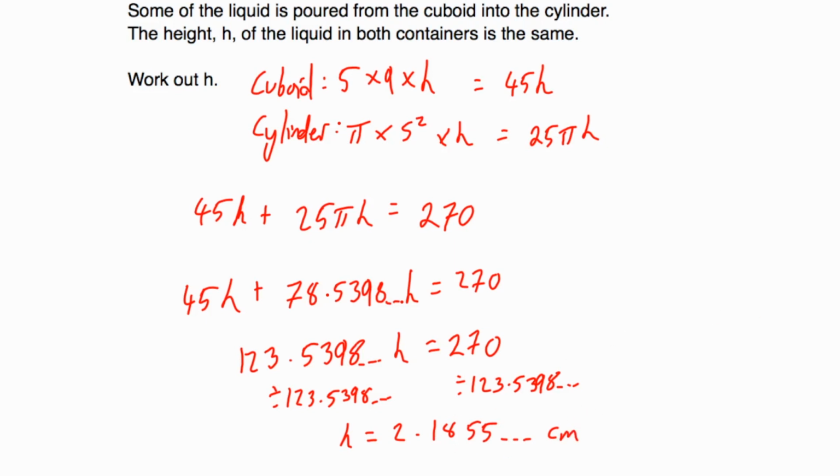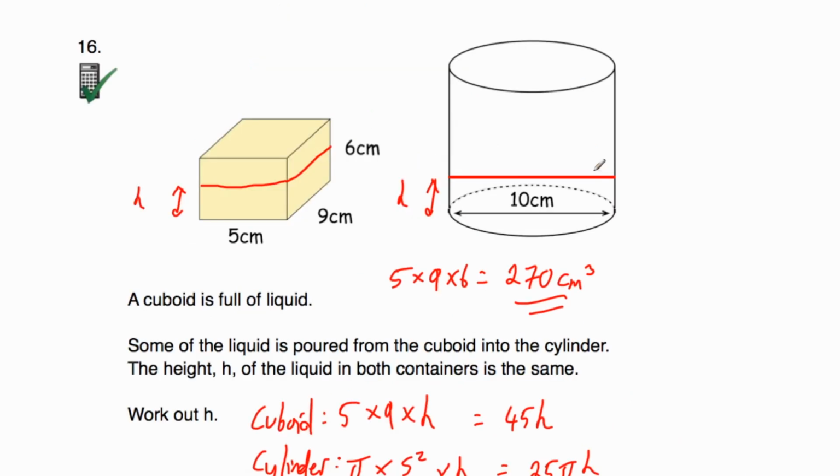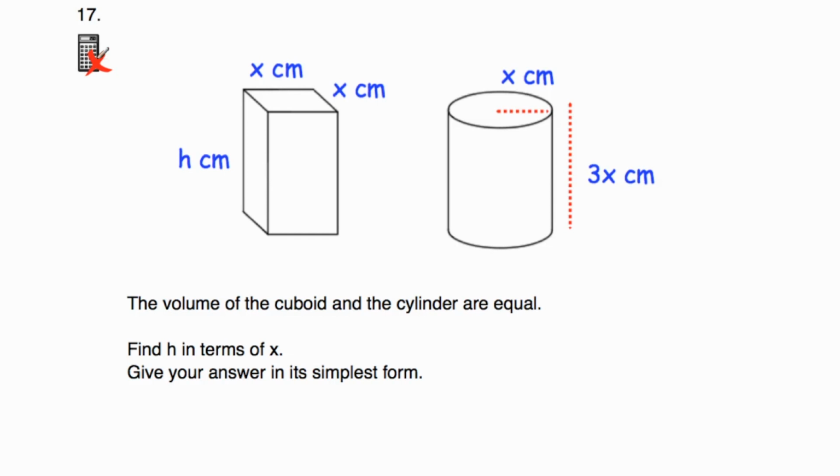And let's just round this to 2 decimal places, so that'll be 2.19. So that means the depth of the liquid in these containers will be approximately 2.19 centimeters. So if we had this cuboid full of liquid, and we were to pour some of it into the cylinder so that they both had the same height, the height of that liquid would be approximately equal to 2.19 centimeters. And that's it. Okay, let's have a look at question number 17.